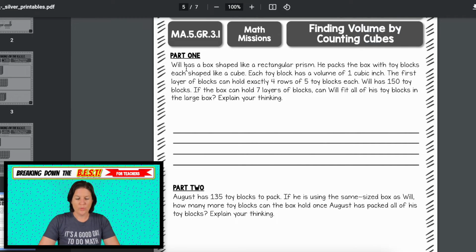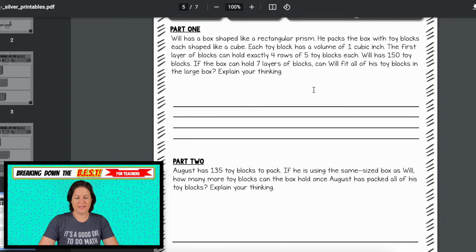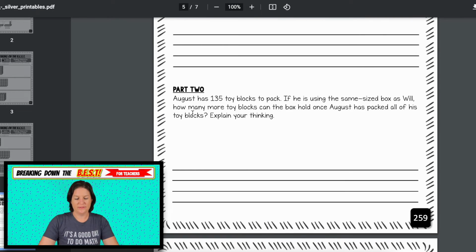This one says that Will has a box shaped like a rectangular prism. He packs the box with toy blocks, each shaped like a cube. Each toy block has a volume of 1 cubic inch. The first layer of blocks can hold exactly 4 rows of 5 blocks each. Will has 150 toy blocks. If the box can hold 7 layers of blocks, can Will fit all of his toy blocks in the large box? Explain your thinking. And then here, August has 135 toy blocks to pack.